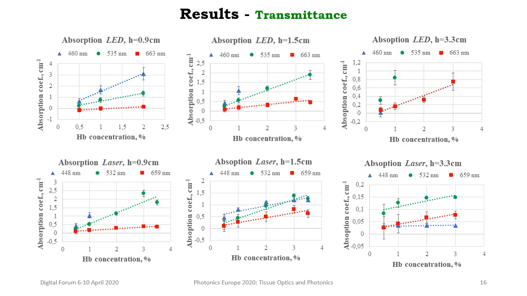In most of the cases, the highest values are observed for images captured under blue illumination at 460 and 448 nanometers. The lowest under red illumination at 660 and 663 nanometers. The exception are thick phantoms where blue light was strongly absorbed and it wasn't possible to evaluate absorption from dark images.